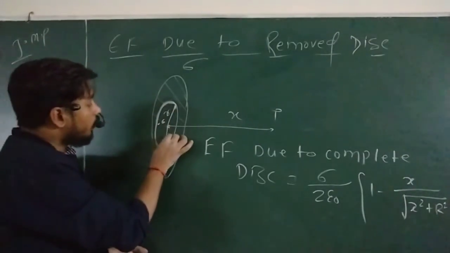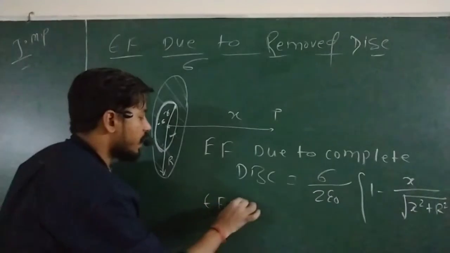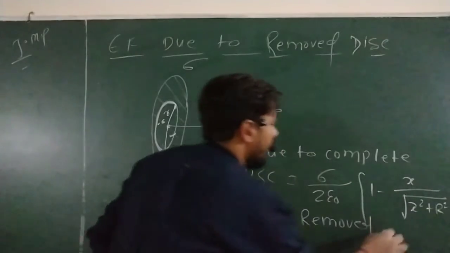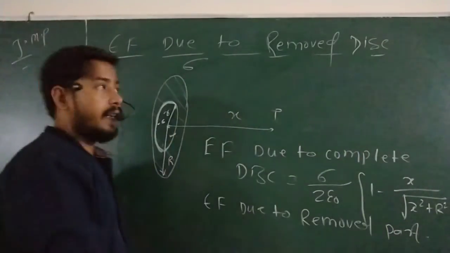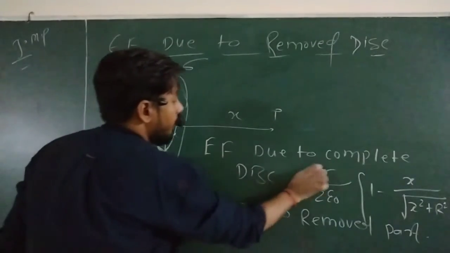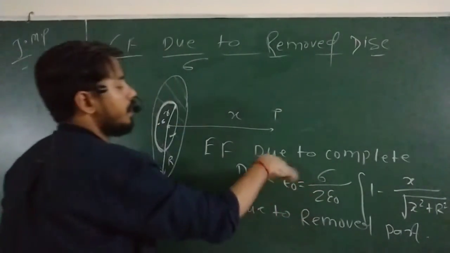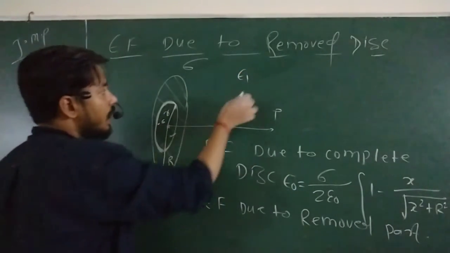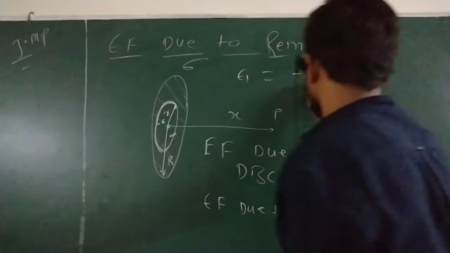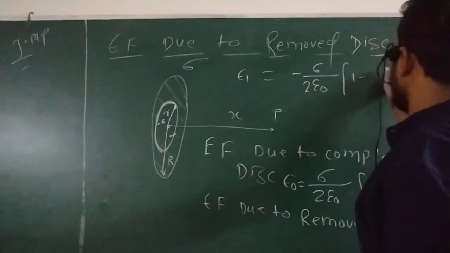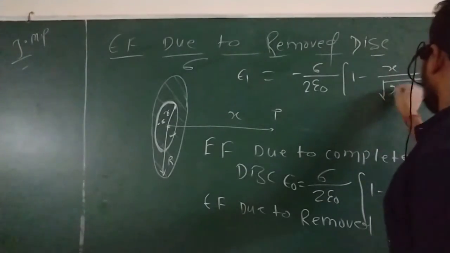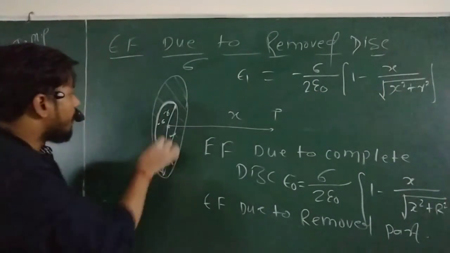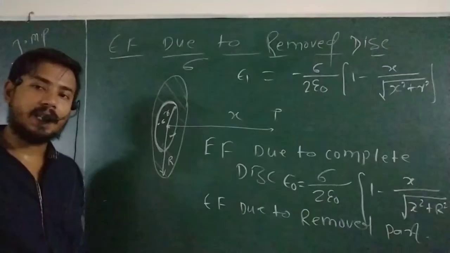So can I write the electric field due to the removed part? Suppose this is E0 due to the whole disk, and this is E1. So E1 becomes minus sigma by 2 epsilon 0 times 1 minus x by under root x square plus small r square. Why small r square? Because its radius is small r. Getting my points?